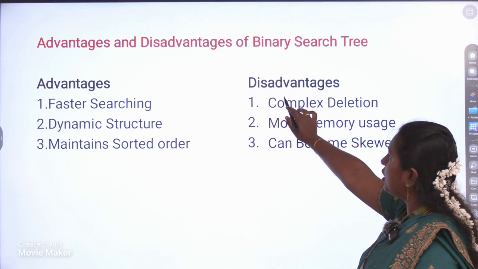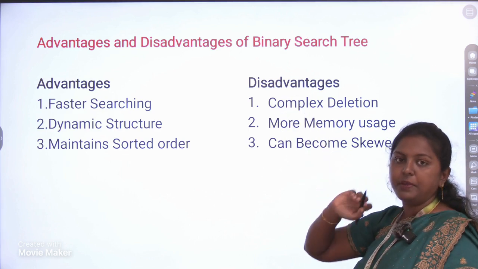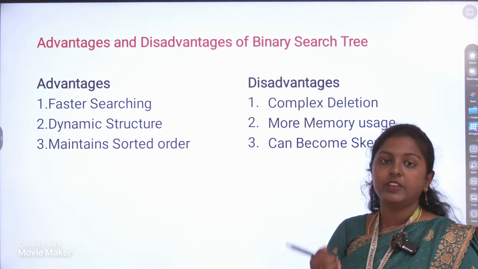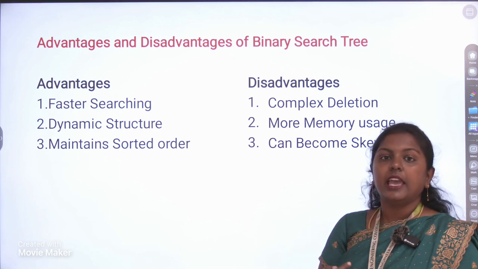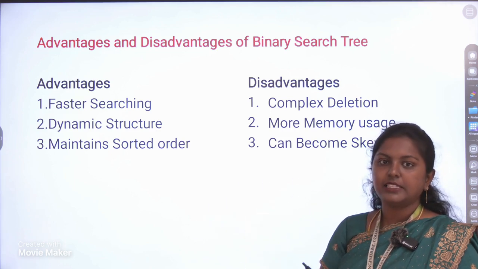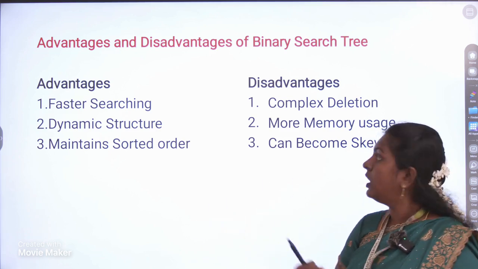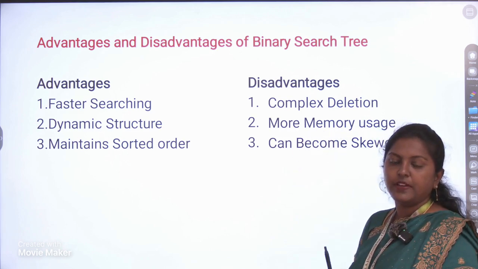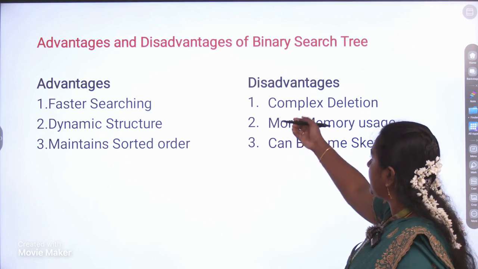And now coming on to the disadvantages. The first one is complex deletion. As I have already mentioned, we have three cases in deletion. Compared to all the other cases, case 3 is a little bit difficult. So deletion is a little bit complex when compared to all the other processes in the binary search tree.